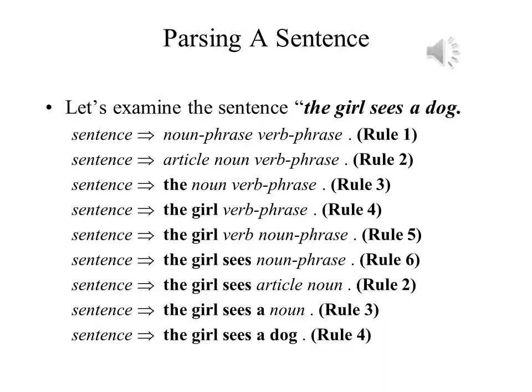Applying Rule 5 gives us the girl, followed by a verb and a noun phrase. Applying Rule 6 gives us the girl sees, then article and noun. Applying Rule 3 gives us the girl sees a noun, and applying Rule 4 gives us the sentence that we wanted.